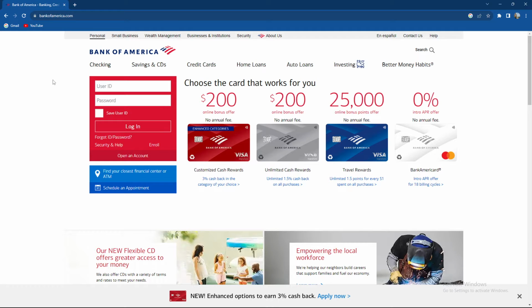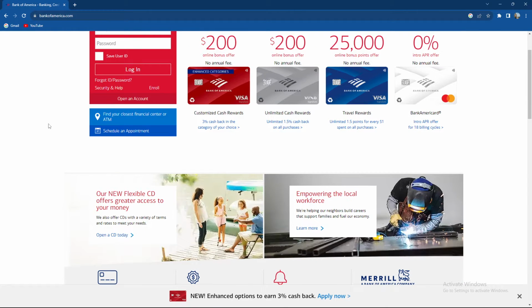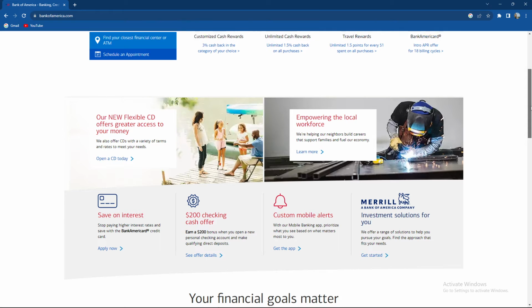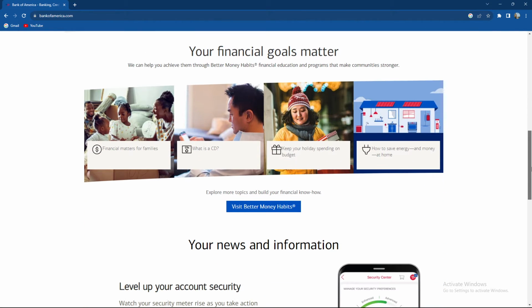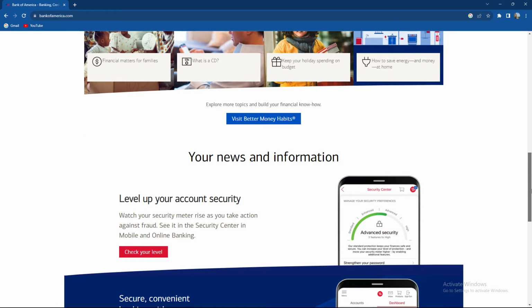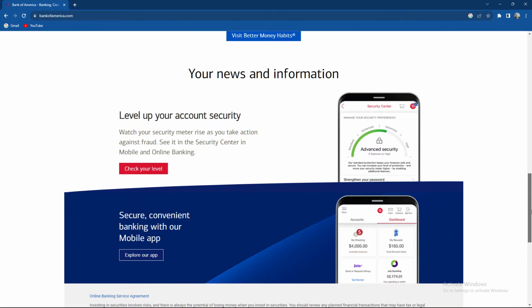Then the last step is, of course, visiting a Bank of America branch, which I recommend because it's the most secure. So visit a local Bank of America branch and request assistance from a bank representative. They can help you with a PIN reset or provide guidance on appropriate steps.